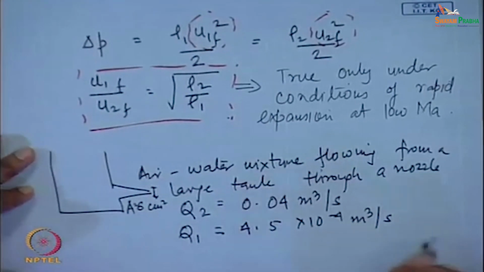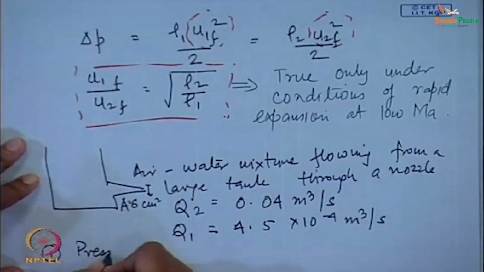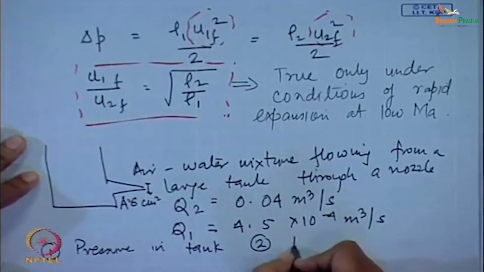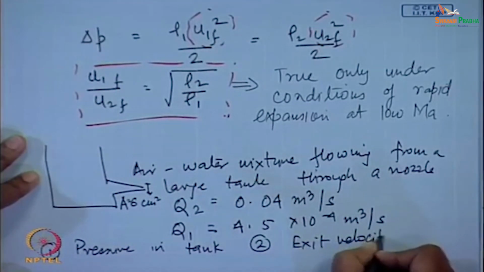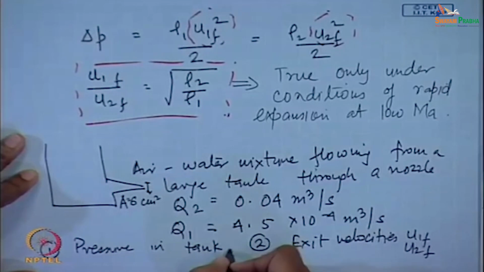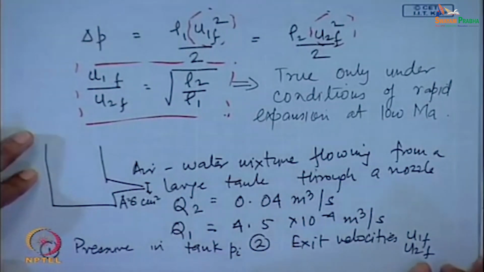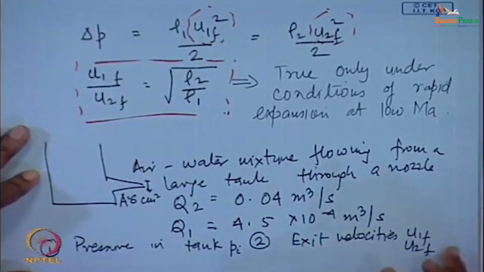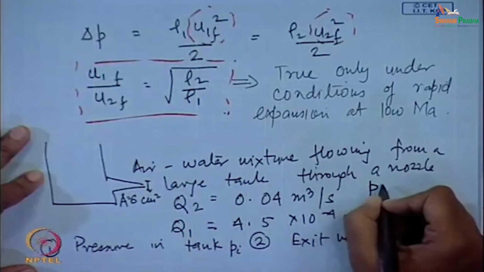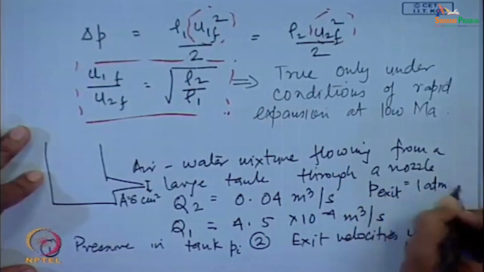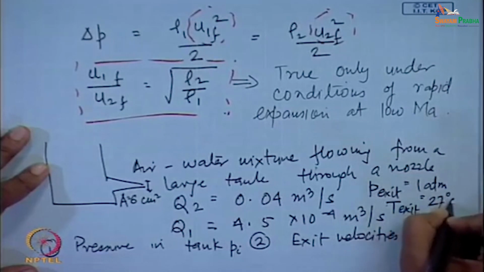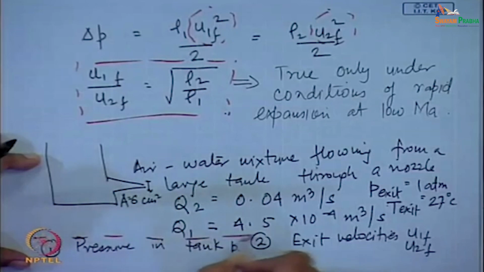Now, what you are required to find out? You are required to find out, one, the pressure in the tank, that means P initial, and two, the exit velocities, that means u1f and u2f. These are the two things you are required to find out. One more thing is given, that is the exit pressure is atmospheric pressure. So, therefore, this discharges at atmospheric pressure. Okay. So, Q2, Q1, P exit equals 1 atmospheric pressure, and the temperature more or less remains constant at 27 degree centigrade. So, these are the data which has been provided to you.